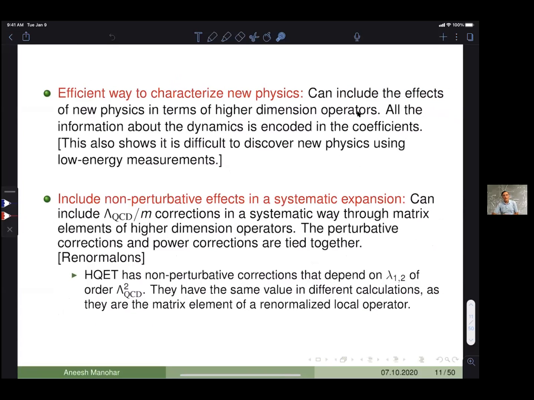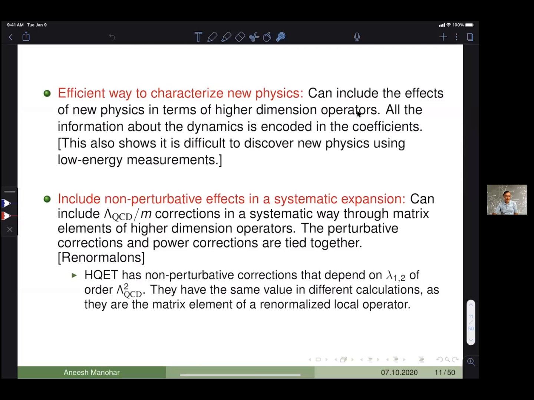EFTs are an efficient way to characterize new physics. If you start to see certain deviations, a very nice way to figure out what's going on is to just write down the most general possible operators that you can have and then figure out which operator is causing the deviation. And then maybe you get some clue as to in which direction to search for new effects and new ideas to explain the deviations.